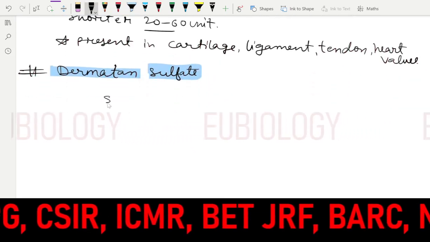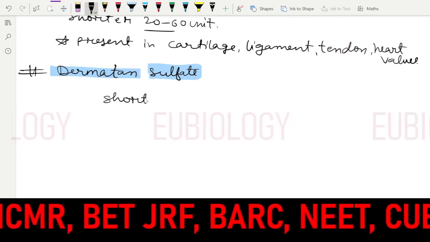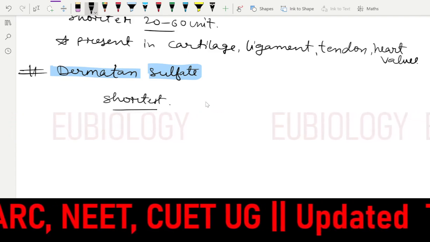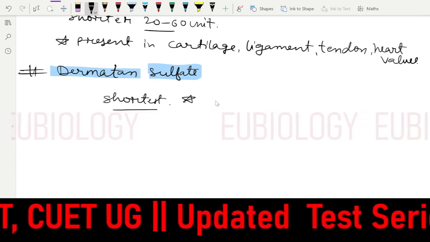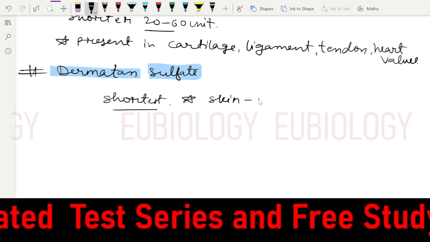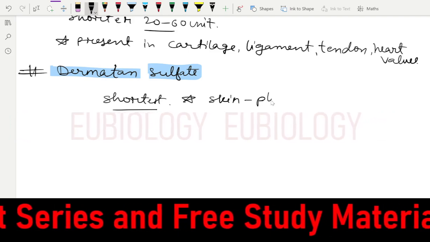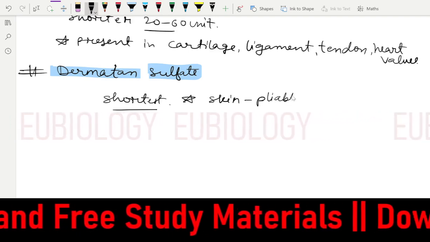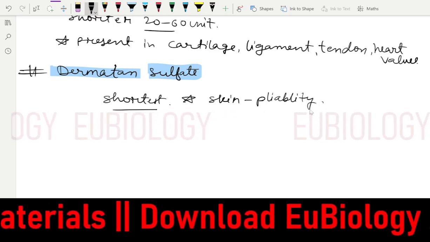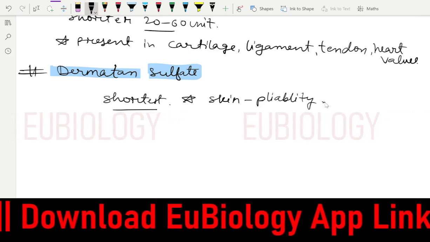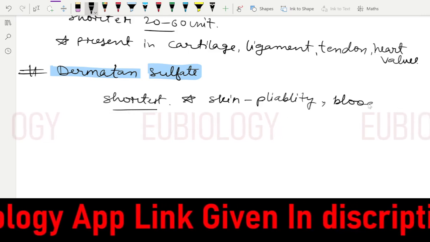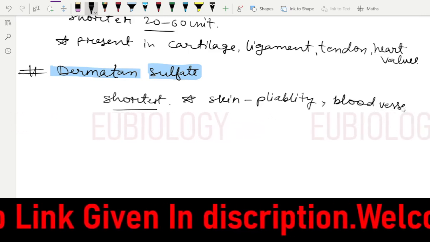It is shorter than the chondroitin, and it is present in the skin, and it will give the pliability. Okay, it will give pliability, and it is also present in the blood vessels.